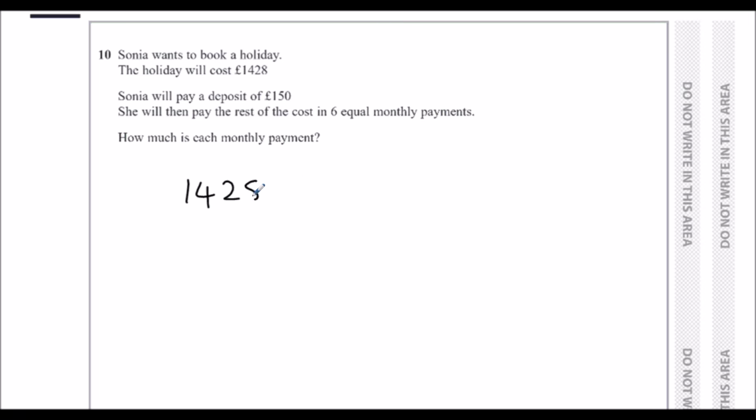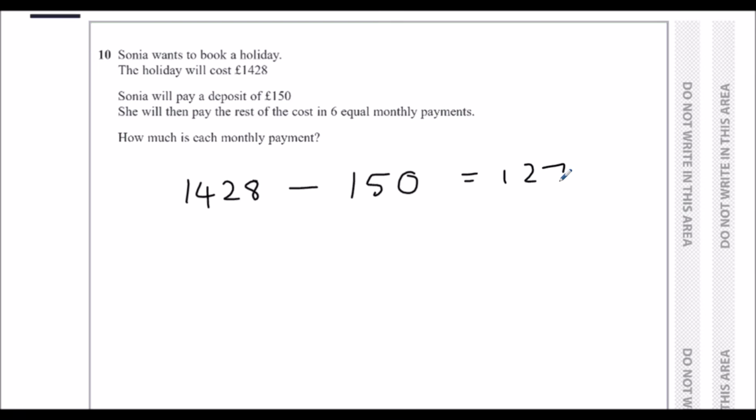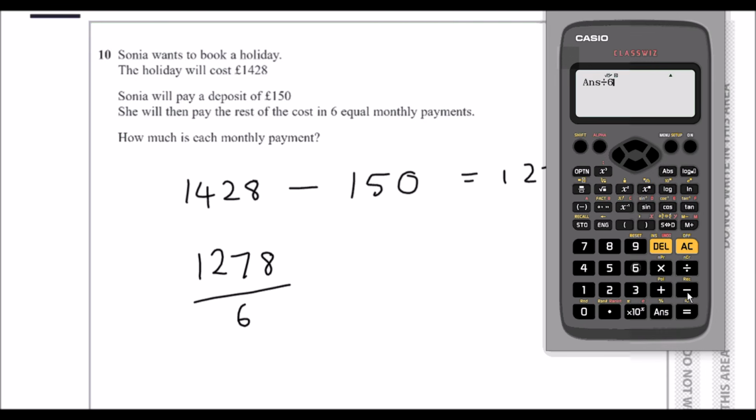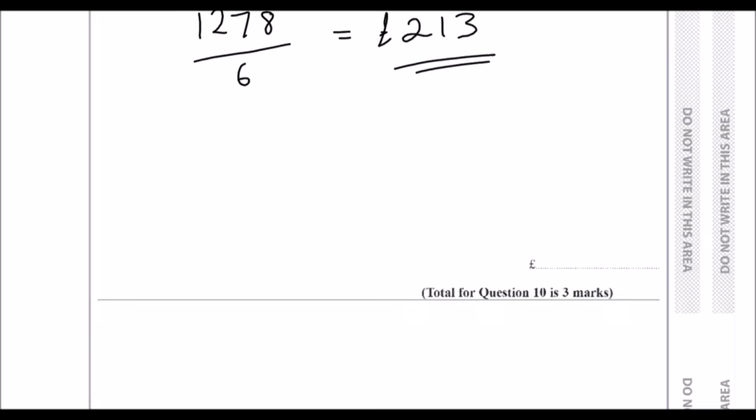So we've got the total cost and then take away a deposit. So 1,428 take away 150 gives us 1,278. Then we're going to pay that in 6 payments, so we're going to divide that by 6. £213. So each monthly payment is £213.